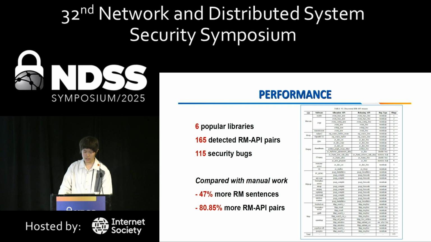We applied ChatDetector to 6 popular libraries and found 165 ARM API pairs with 115 security bugs, as shown in the right part. When compared with mature work, ChatDetector identifies 47% more ARM sentences and 80.85% more ARM API pairs.